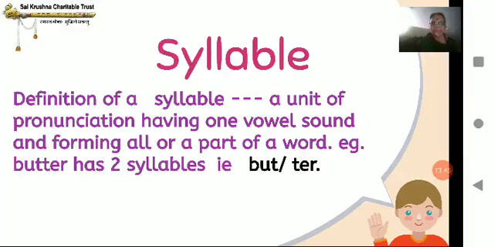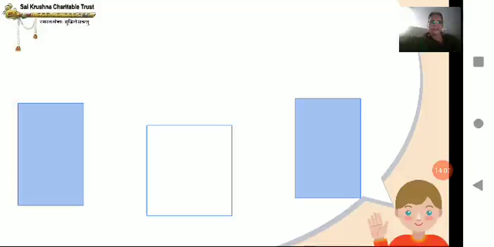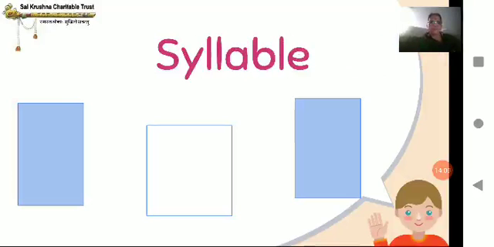So if you have to learn the spelling of butter, how will you learn it? B-U-T, but. T-E-R, ter. B-U-T-T-E-R, butter. You don't learn a spelling with all the letters in one go. If you have the habit of breaking them at the correct syllables, you will be able to learn them better. Alright, now let us see syllables. What do we have over here?